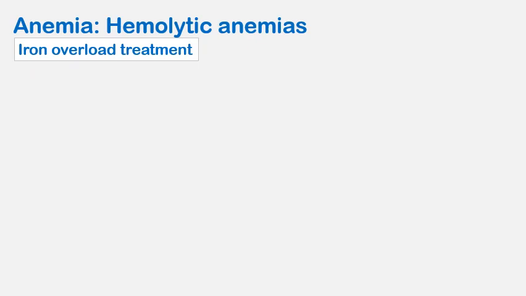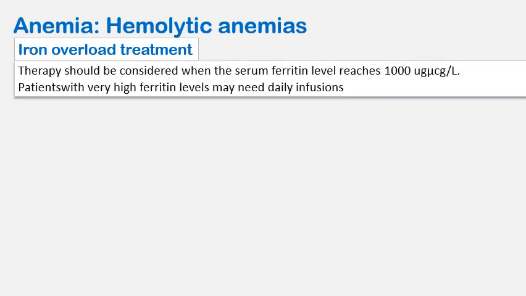The major problem in the hemolytic anemia is that the patient may require RBC transfusion. Frequent transfusion may lead to accumulation of iron inside the body. So that leads to what? Iron overload.